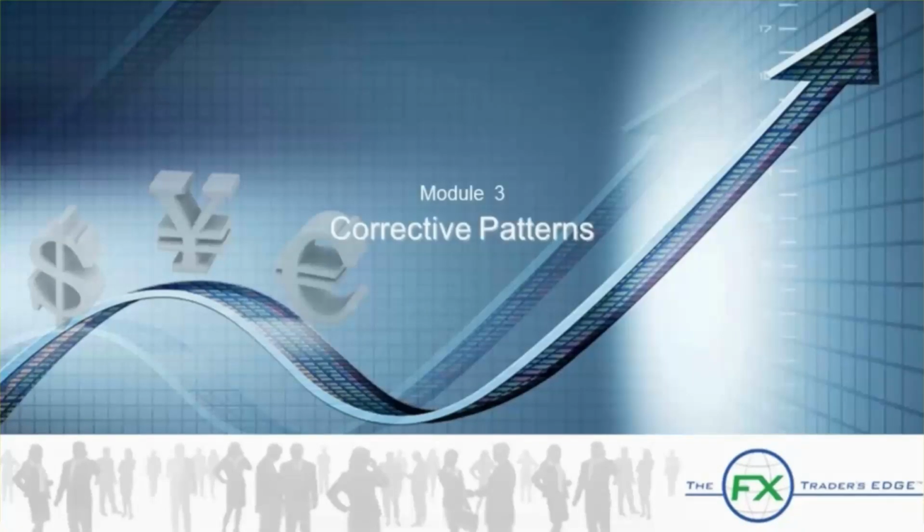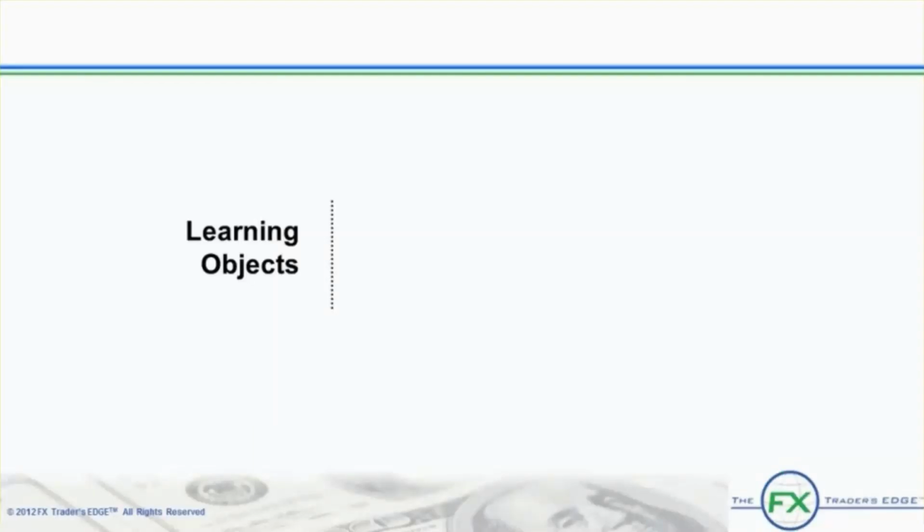Welcome to Module 3, Corrective Patterns. By now, we have completed our first learning object of Module 3, Corrective Patterns, and learned about corrective wave structure, characteristics of zigzags, flats, triangles, and combinations, and rules and guidelines of corrective waves. In this learning object, we will learn about mathematical applications and retracements and targets.